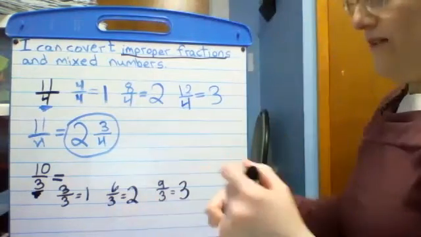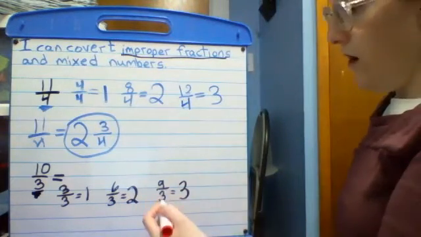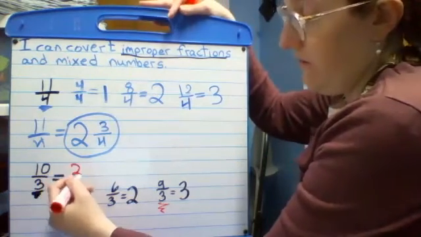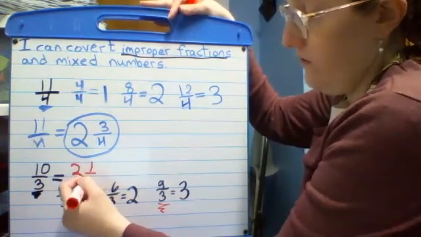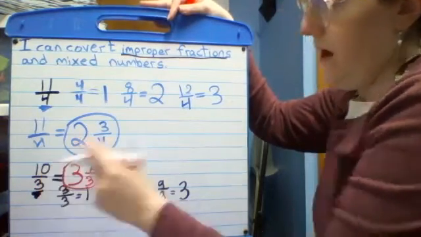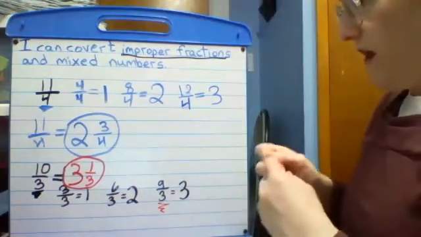And I have 10 thirds. 10 thirds is just one more than 9 thirds. So that means I have 3 wholes and 1 third left over. That is my mixed number. Now let's try going in the opposite direction.